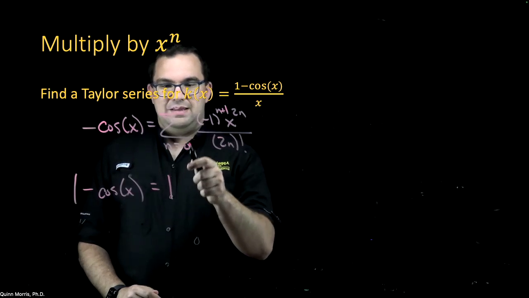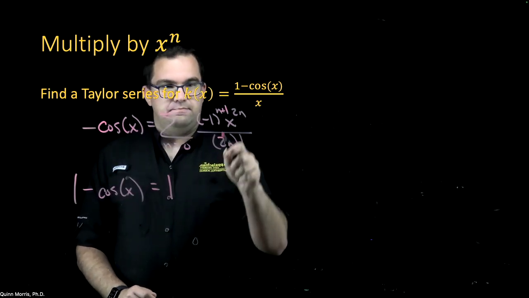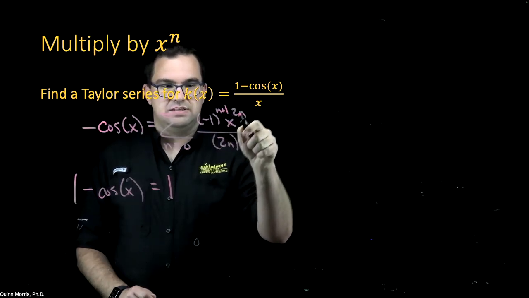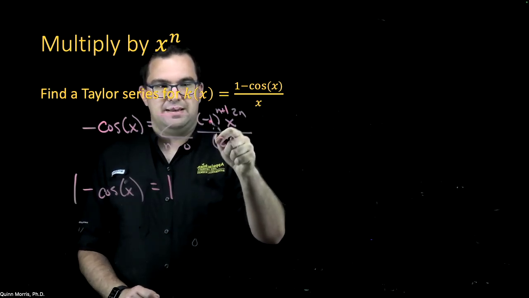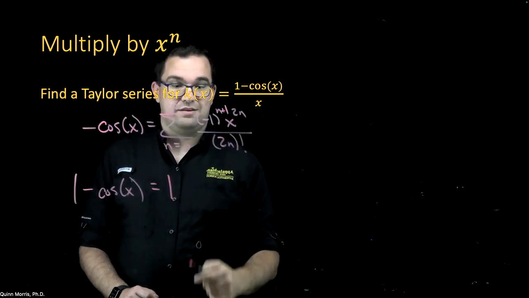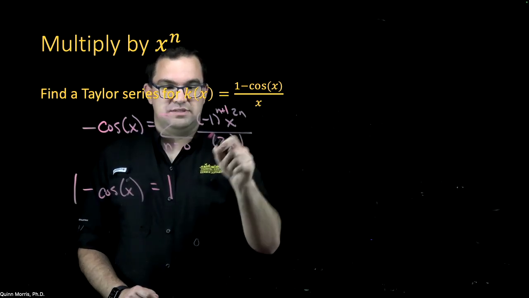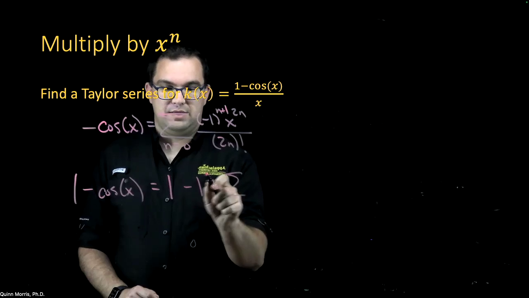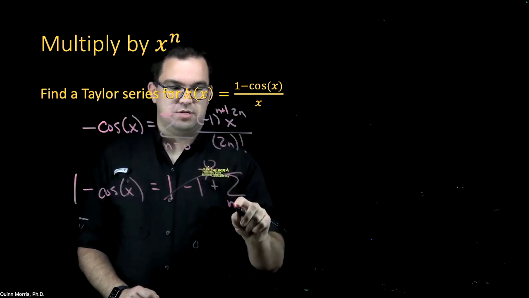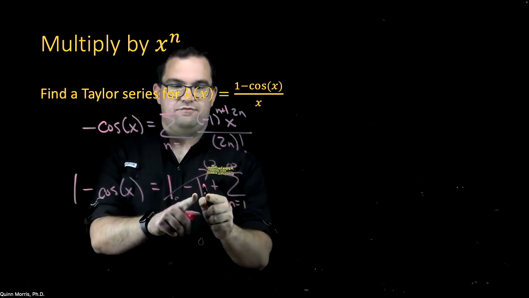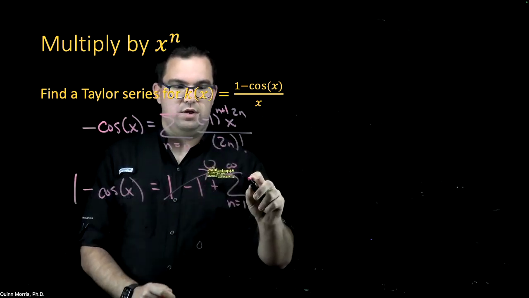But if I think about when n is equal to 0 here, what do I get? When n is equal to 0, I get -1 times x to the 0 over 0 factorial. So I get -1 times 1 over 1. I get -1. So the first term here is -1. If I add 1 to that, I'm going to get 0. And then I'm just going to be left with all the rest of the terms. So I'm sort of breaking off the 0th term, which is -1.